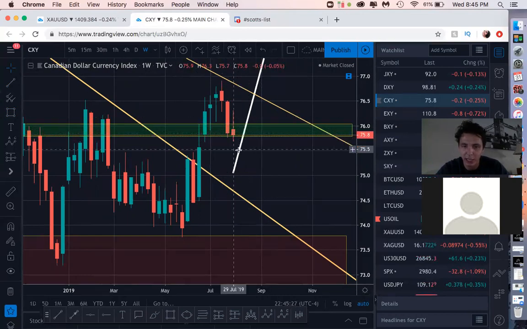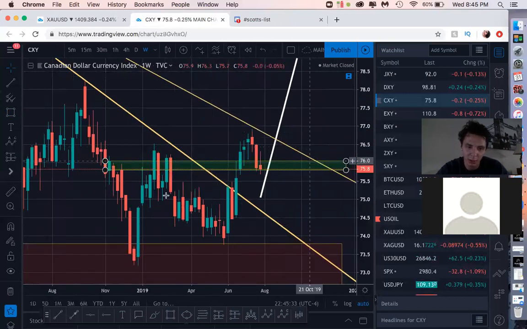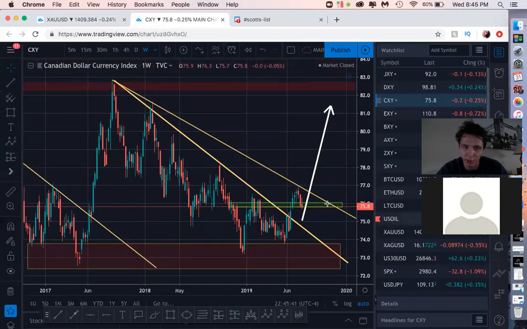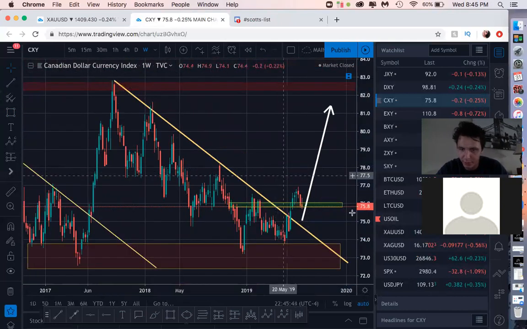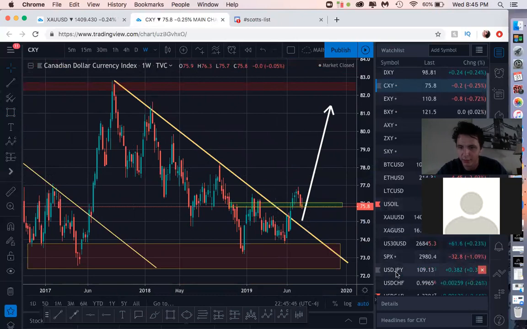That would be a doji candle, an indecision within this trend, aligned with this strong data point or area of interest. Then we could really be looking at the breakout of this trend line. That being said, let's take a look at USD/CAD.